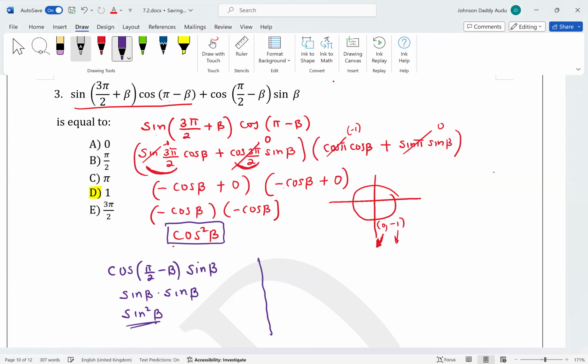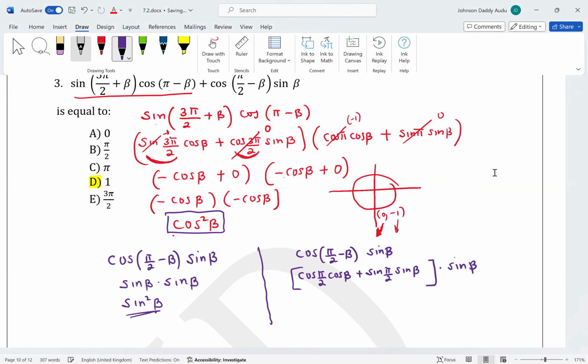But if you don't want to use that, you can just expand it. This is what you have: cosine of pi over 2 minus beta times sine beta. If you expand this, it is cosine pi over 2 times cosine beta, plus sine pi over 2 times sine beta. Then you still multiply by sine beta, right?